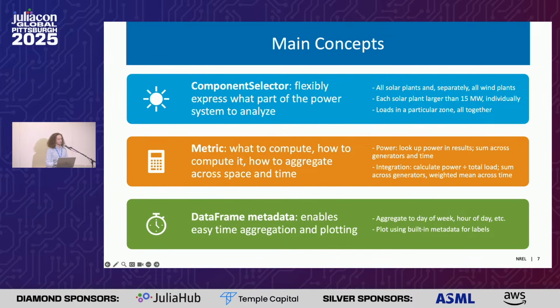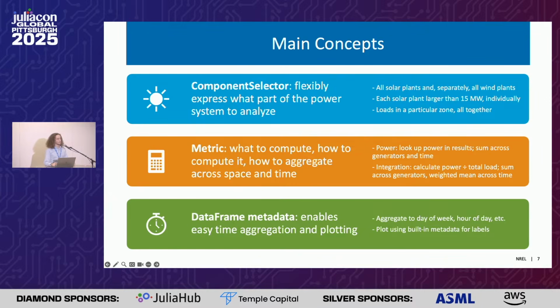The component selector lets you flexibly express what part of the power system you're going to be analyzing for a given query. This could be something like all solar plants in one group and separately all wind plants in another group. It could be something like all solar plants in the system, but only if they're larger than 15 megawatts rating, and we want them all to be grouped individually. It could be something like all loads in a particular geographic zone all clumped together, that kind of thing.